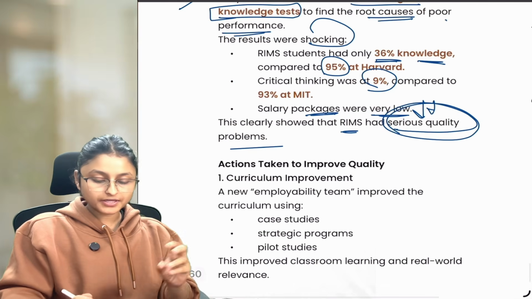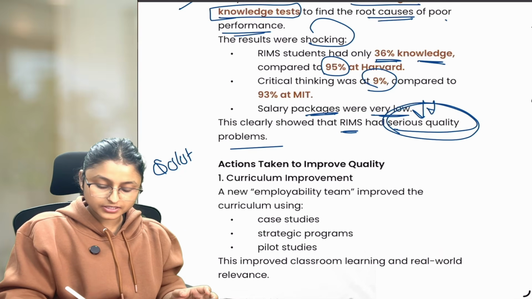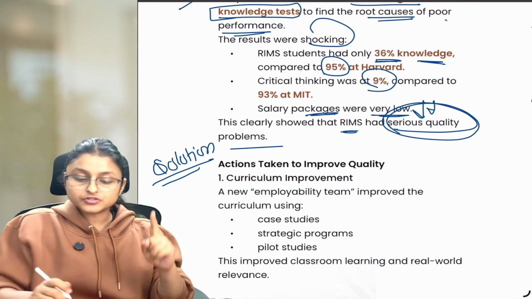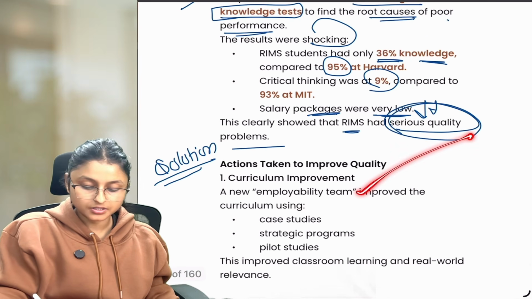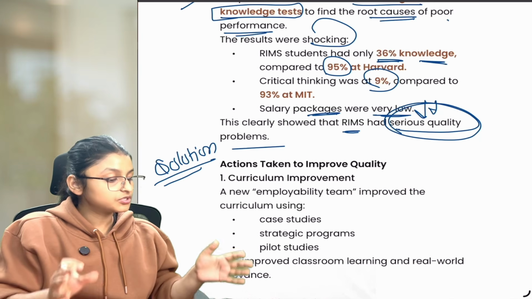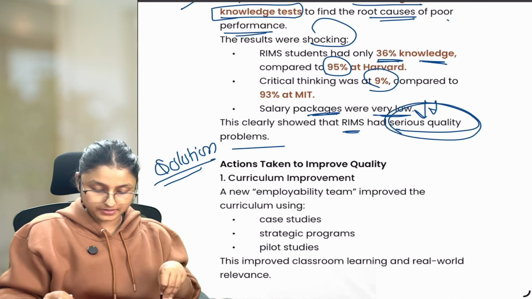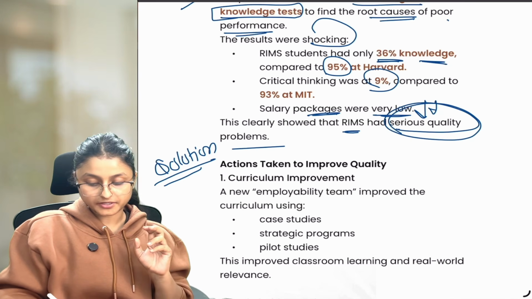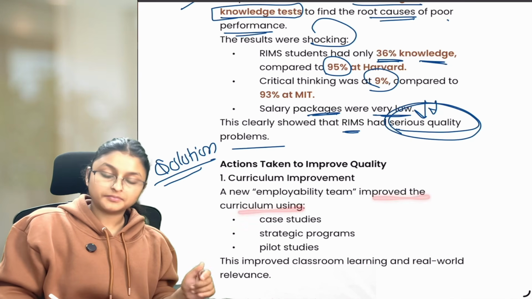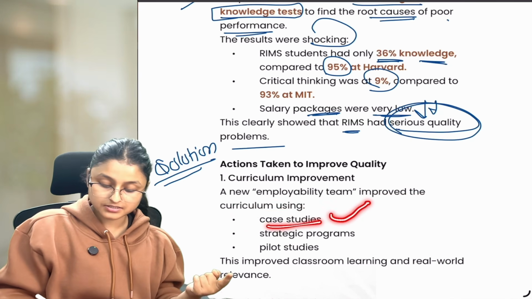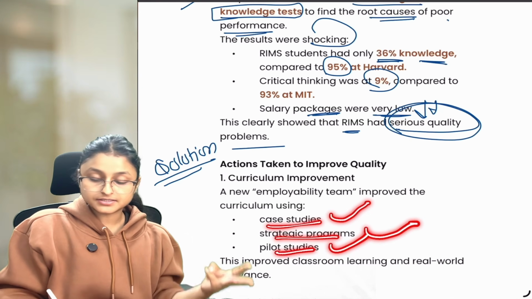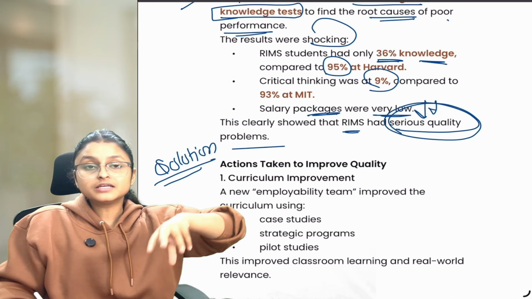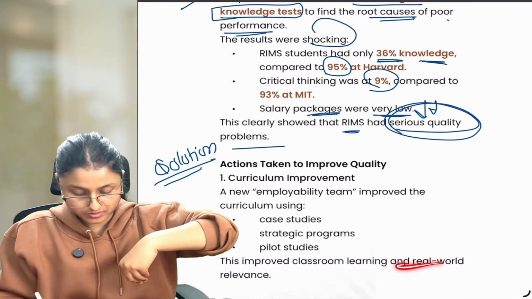So after identifying the problem, they acted on it and applied some solutions. First of all, they improved their curriculum by including practical case studies. A new employability team was appointed to improve the curriculum. They mainly focused on adding case studies, strategic programs, and pilot studies so that classroom learning can be improved and real world relevance can be added to their books.